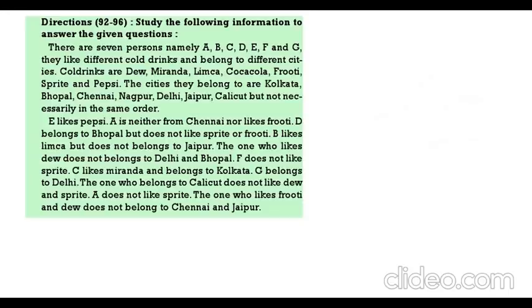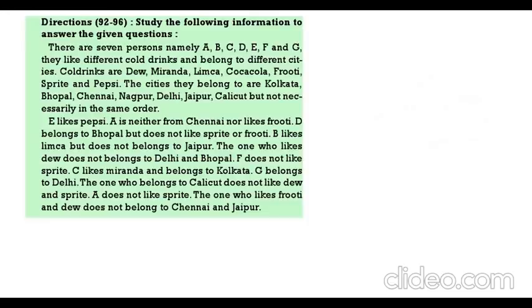The one who likes Dew does not belong to Delhi and Bhopal. F does not like Sprite. C likes Mirinda, belongs to Kolkata. G belongs to Delhi. The one who belongs to Calicut does not like Dew and Sprite. A does not like Sprite. Fruity and Dew do not belong to Chennai and Jaipur.